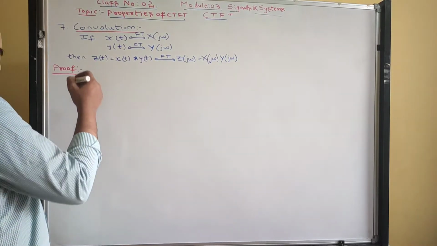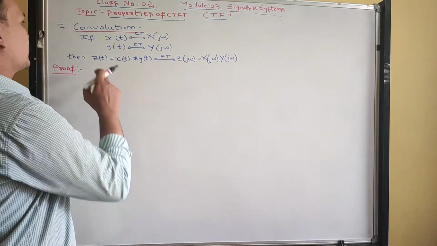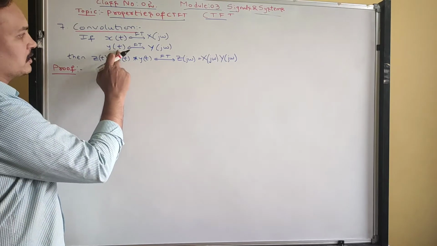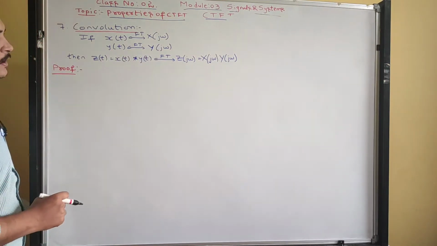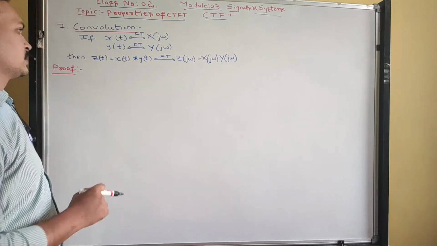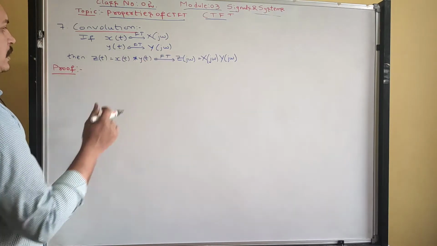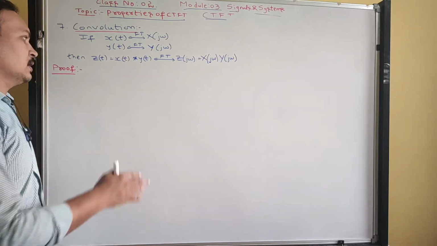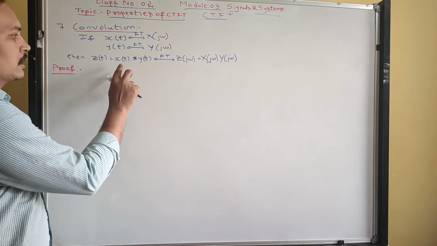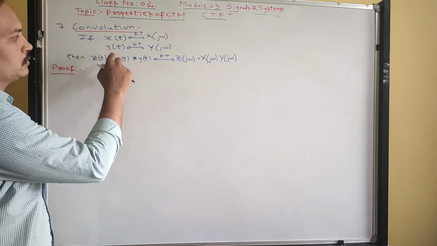Okay dear students, in this lecture we will discuss the convolution property. What it says: if x of t has Fourier transform x of j omega, and y of t has Fourier transform y of j omega, where x of t and y of t are both non-periodic signals, then we can take a new signal z of t, which is the convolution of the two time domain signals x of t and y of t.